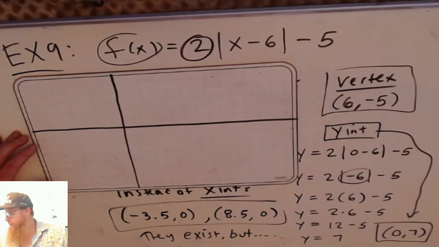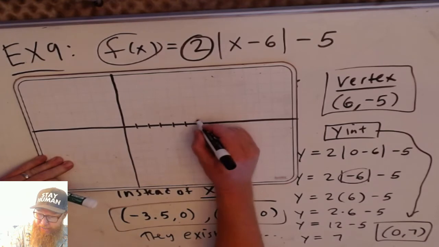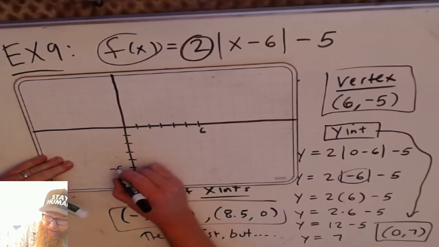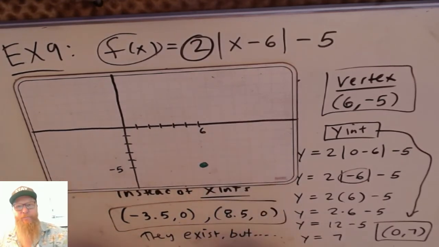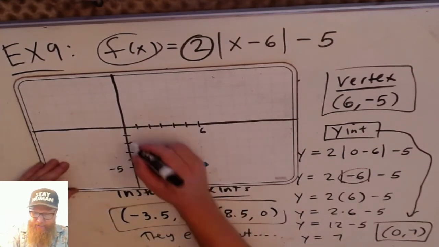So do the vertex first. So 1, 2, 3, 4, 5, 6. 1, 2, 3, 4, -5. That one first. Okay. And then I got my Y-intercept. My Y-intercept is 0, 7.